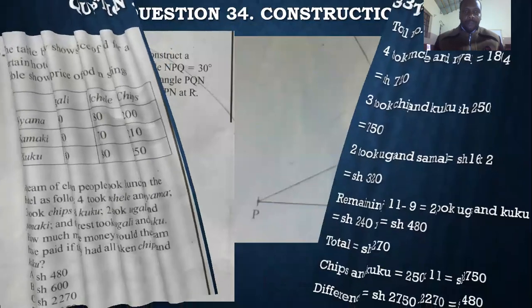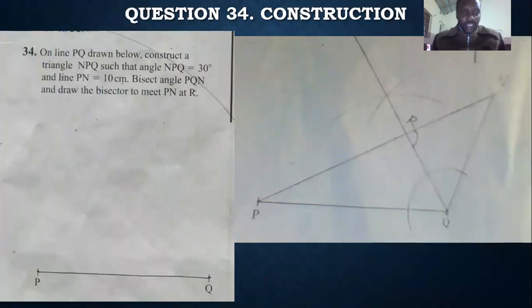Construction. It was a simple construction. I think candidates enjoyed doing this question. Construct a triangle NPQ such that angle NPQ is 30 degrees. So you get a protractor, stand at point P, measure 30 degrees, and then you draw a long line where the 30 degrees is, and then PN, you cut from P to N, 10 centimeters, then you bisect angle PQN as shown in the diagram here. After you bisect, you let the bisector meet at R.